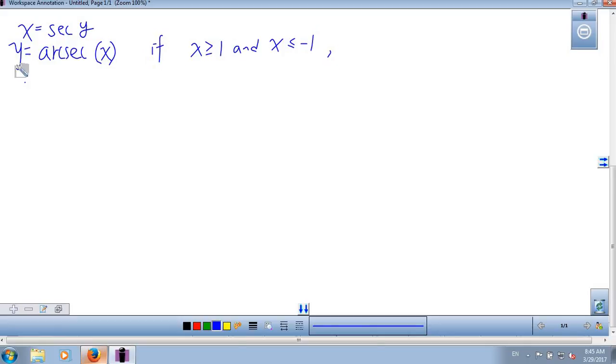And what about the y? The y output will be between 0 and pi over 2. That's in this first quadrant. And negative pi over 2. Actually, it should be between negative pi less than or equal to y less than or equal to negative pi over 2.